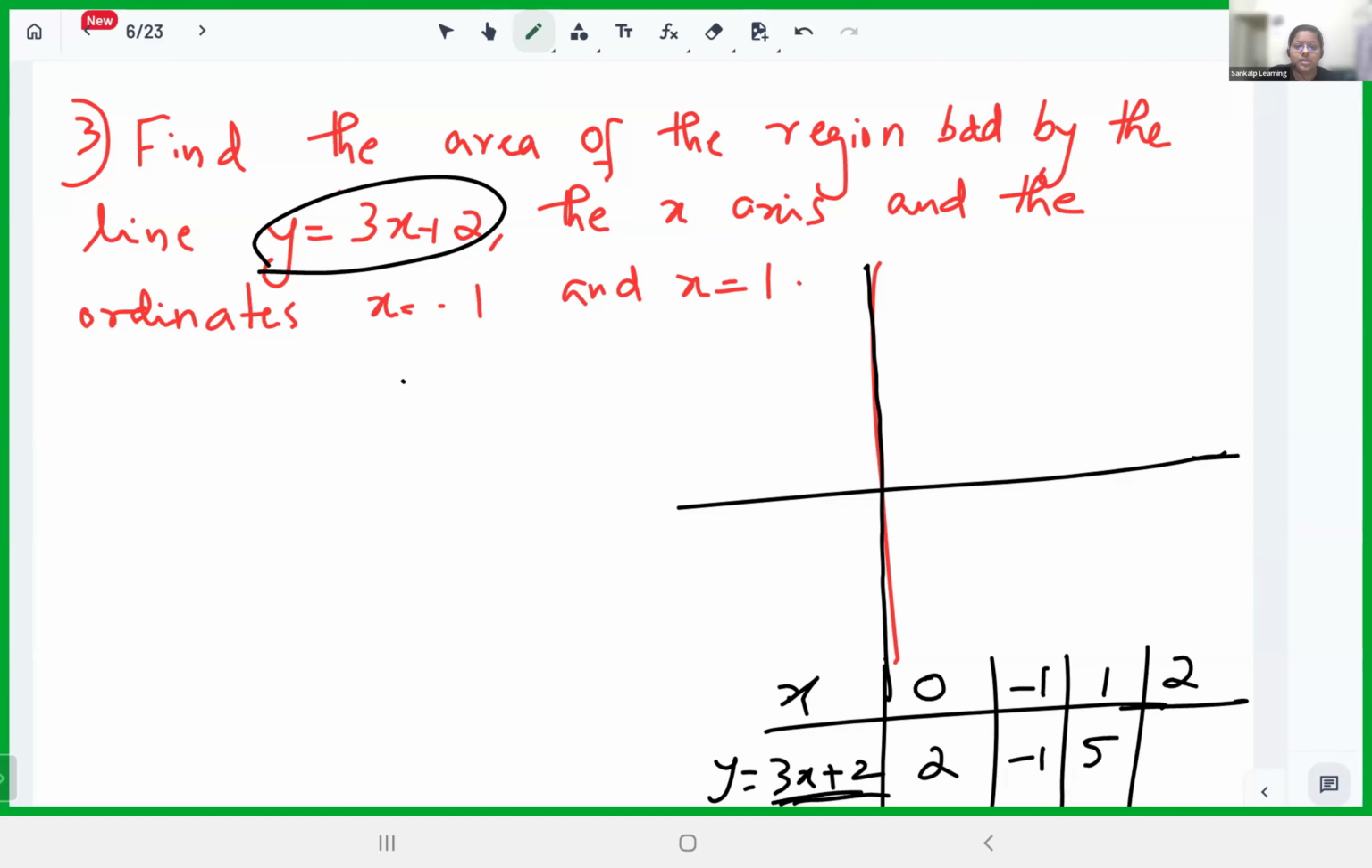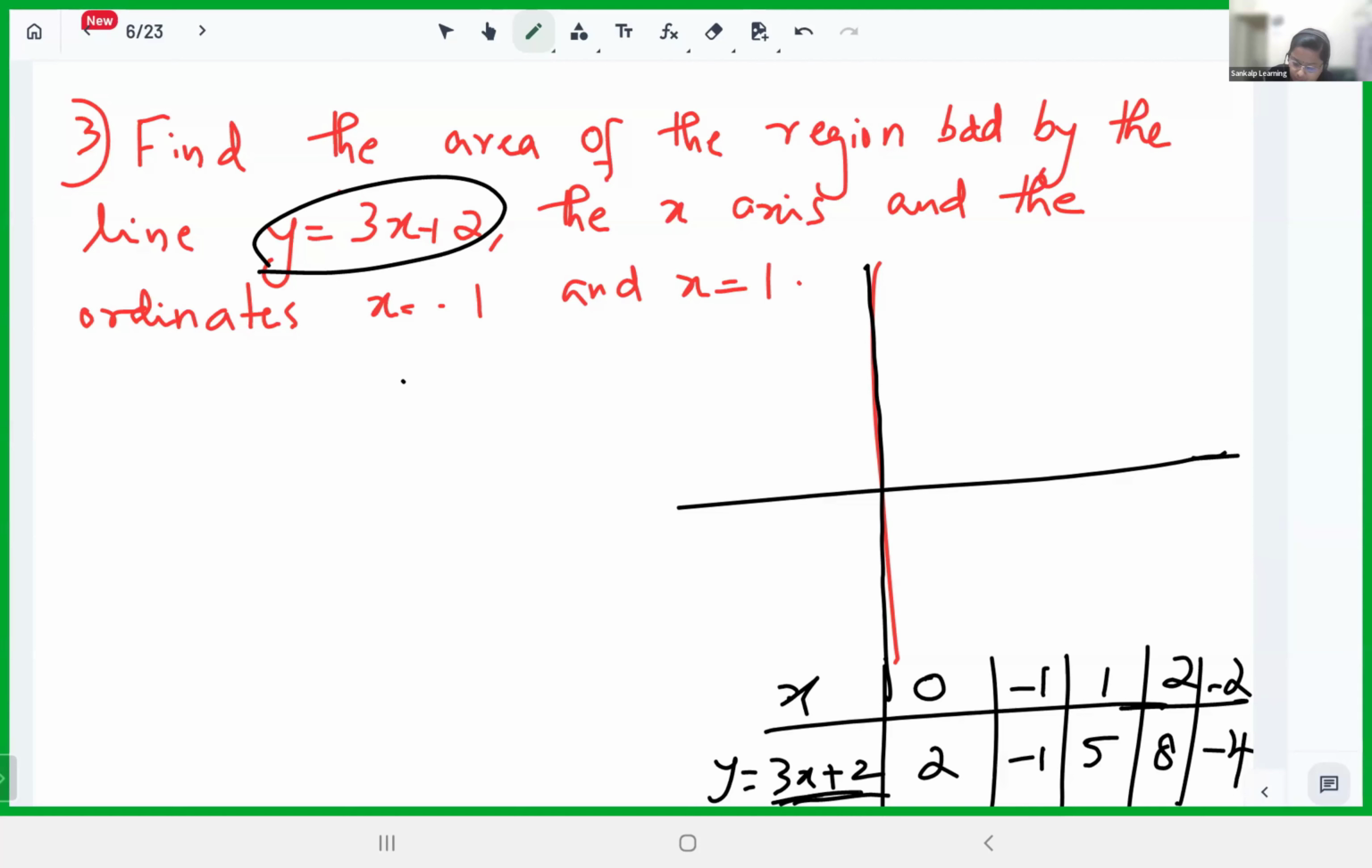Then for x equal to 2, 3 into 2 is 6, 6 plus 2 is 8. Then if we put minus 2, it is 3 into minus 2, which is minus 6, plus 2 is minus 4. Okay, so how can you draw the graph here?